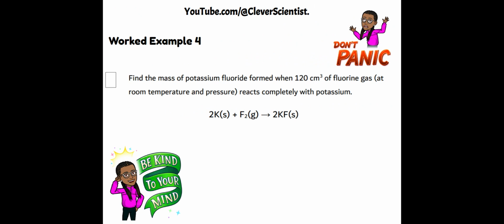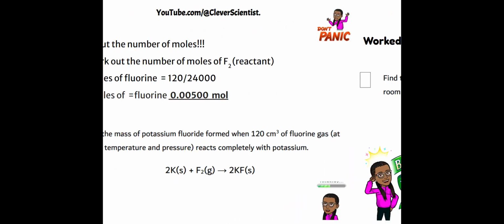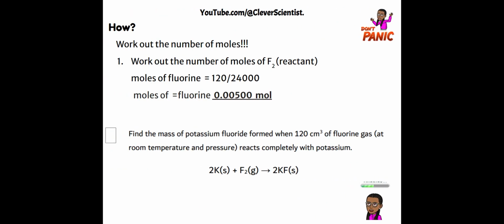So let's have a look at another worked example. This time we've got to find the mass of potassium fluoride formed when 120 centimetres cubed of fluorine gas at room temperature and pressure reacts completely with potassium. Here in the question, we are given the balanced symbol equation. So how do we solve this kind of problem? Don't panic, be kind to your mind, and let's do what I mentioned before, work out the number of moles.